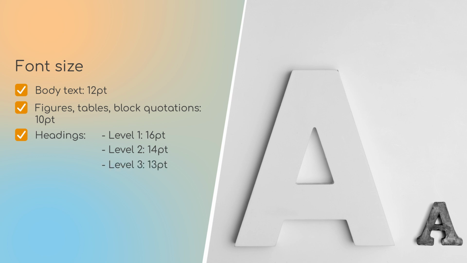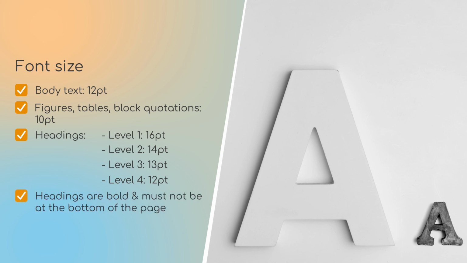To ensure clarity, your outline should not exceed 4 levels. The font size of the 4th level is 12 points also. Pay attention to this for your headings. Headings are always bold and not underlined. Also, make sure that headings are never placed at the end of a page. If this happens, you should move them to the next page. First level headings always start on a new page.